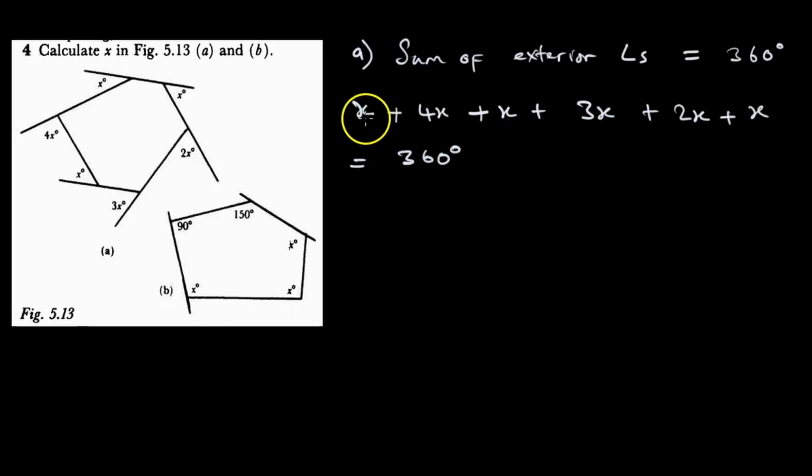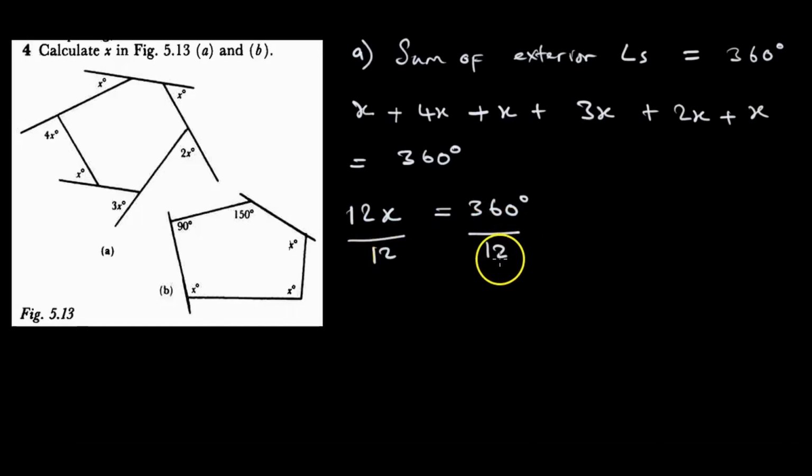Then we do the addition. x plus 4x is 5x, plus x is 6x, plus 3x is 9x, then 11x, 12x. So 12x is equal to 360 degrees. Of course, to find x we are simply dividing by 12. So what is 360 divided by 12? It's 30. So x is equal to 30 degrees.